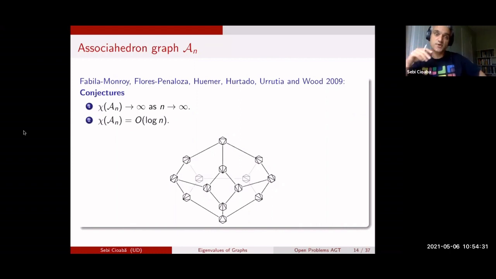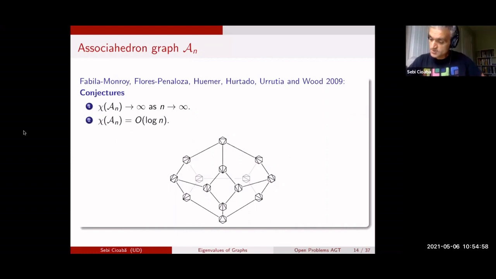But this paper looked at various flip graphs, and they were interested in chromatic numbers. And so they had two conjectures. One, that the chromatic number of the associahedron goes to infinity as n goes to infinity. And second, that it grows slowly, and they said, well, we put a big O of log n, because that's the first function we thought of that goes to infinity relatively slowly.